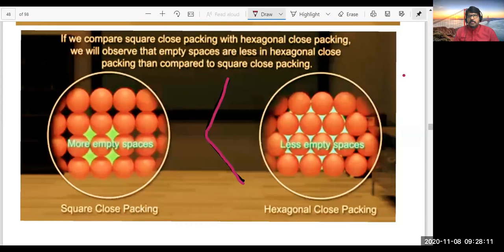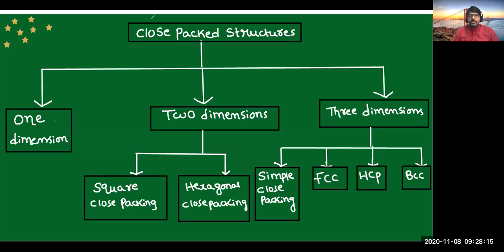And this is about close packed structures in one dimension, close packed structures in 2 dimensions. In the next video, we'll discuss close packed structures in 3 dimensions.